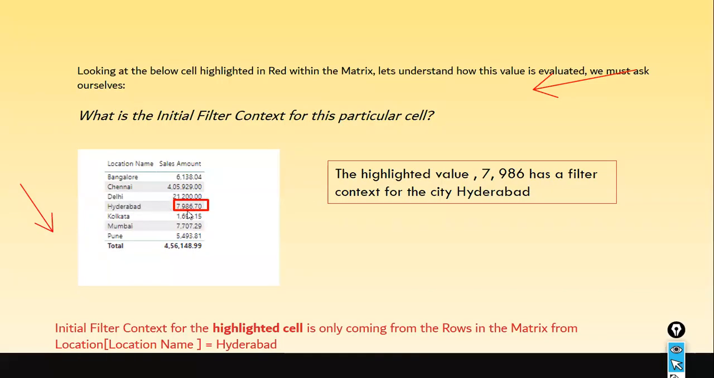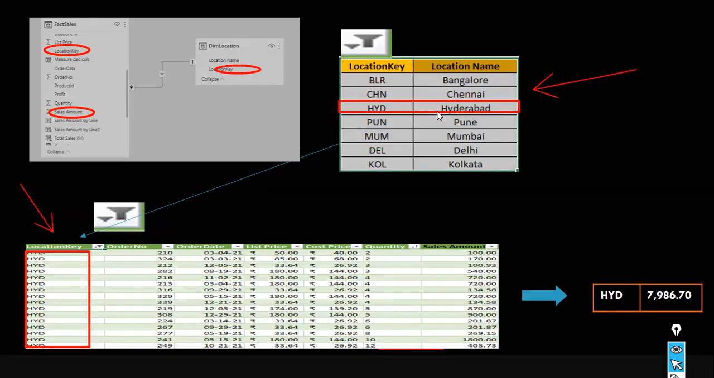Avinash, this is the one highlighted. I'm talking about this one only. Here what happens is it first selects the Hyderabad related record in this dimension table, and then it passes this location key to this table, and then it filters all the records that are relevant to Hyderabad in your fact table, and then it applies the sum on this column. You can use sum, average or count, but in my measure total sales I've used the sum function. If you apply sum on this one, Hyderabad gives 7,986.